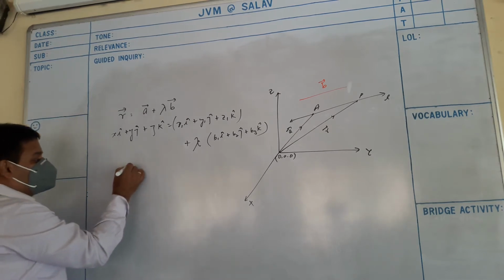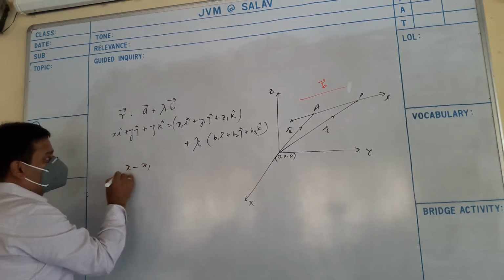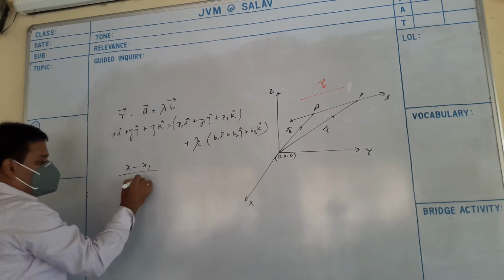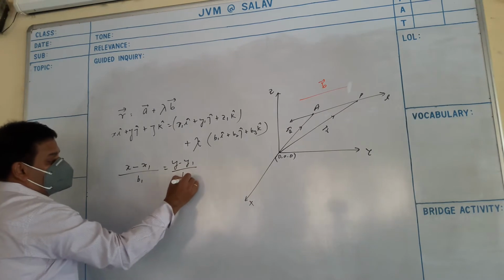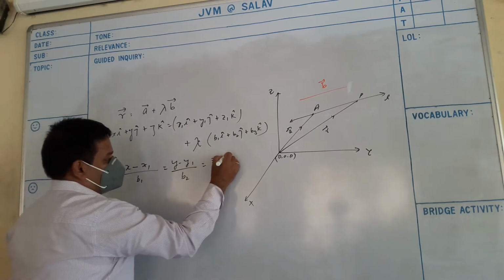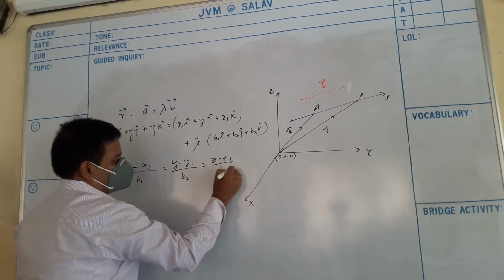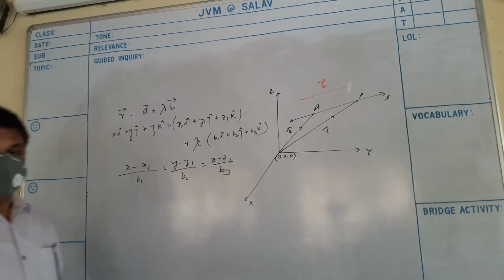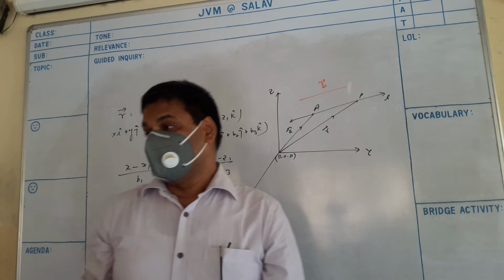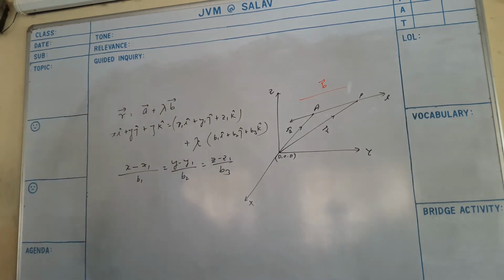So what equation did you get? (x minus x1) by b1 is equal to lambda, (y minus y1) by b2, (z minus z1) by b3. This is the equation. And you solved one question already. Now I am going to solve another type of equation, when two points are given.